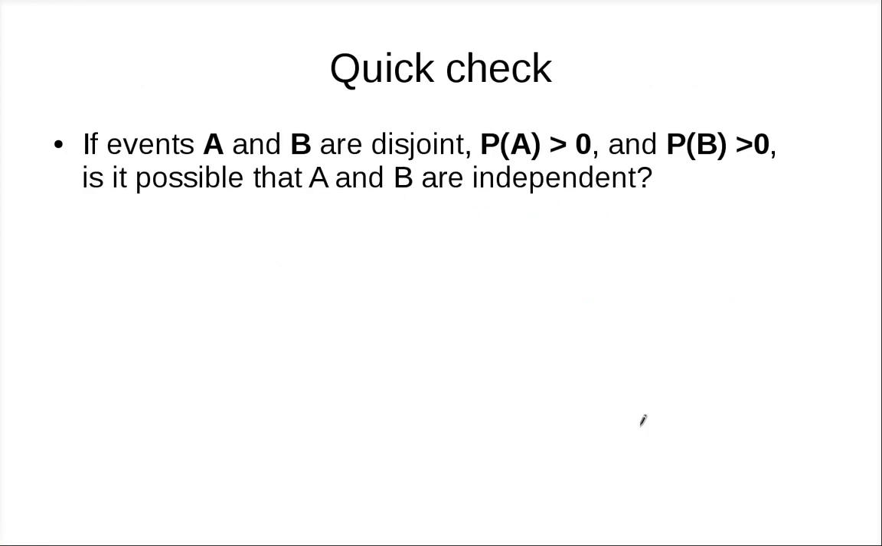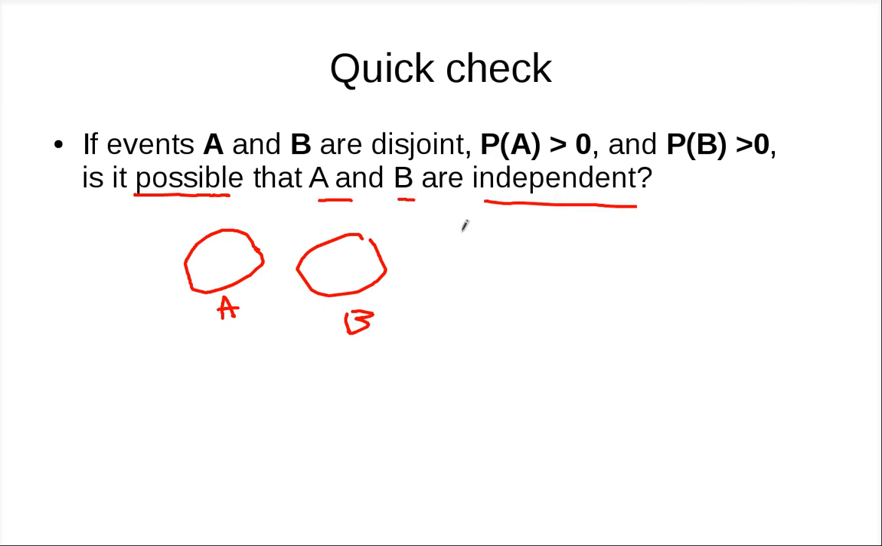Alright, let's have a quick check. Consider events A and B which are disjoint, and both of them have non-zero probability of occurring. Is it possible that A and B are independent? Let me give you a few seconds to think, and if you need more time, you can definitely pause the video.